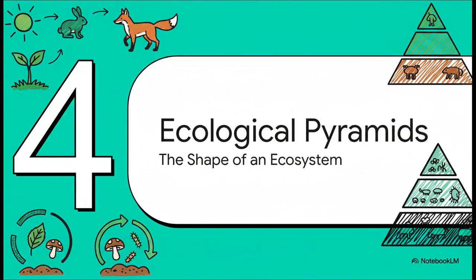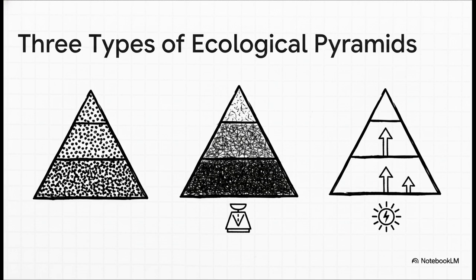All right, we're almost there. Our second to last topic, ecological pyramids. Don't worry, this is just a fancy way of drawing the structure of an ecosystem to make it easy to understand. For your exams, you just need to know these 3 types: the pyramid of number, which simply counts how many organisms are at each level, the pyramid of biomass, which measures the total weight of living beings at each level, and finally, the pyramid of energy, which shows how energy flows.